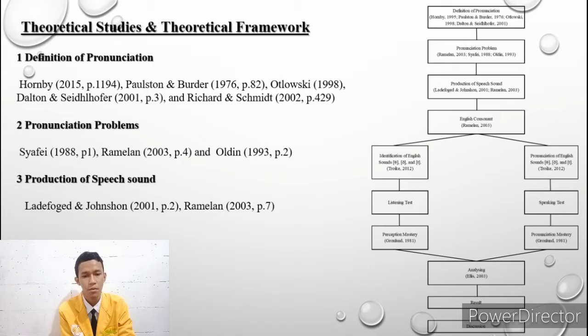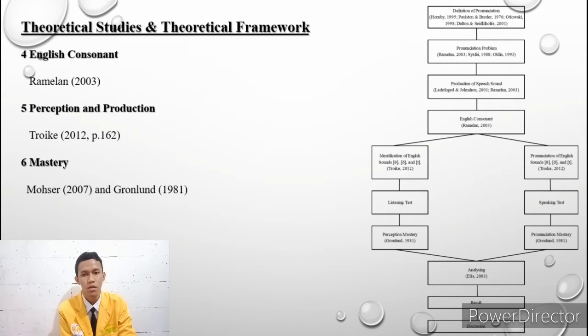Since there are some problems with pronunciation, the researcher also presents some theories about the production of speech sounds, as stated by Ladefoged and Johnson, 2001, and Ramelan, 2003. And then a theory about English consonants, stated by Ramelan, 2003. A theory about perception and production, stated by Troike, 2012. And a theory about mastery, which is stated by Moser, 2007, and Cronlund, 1981.